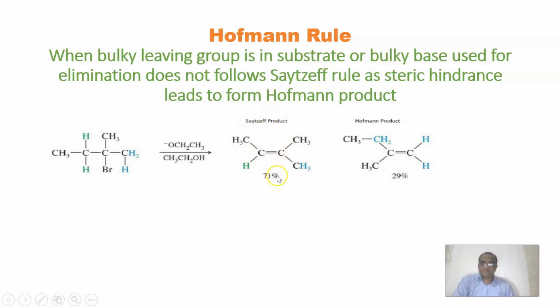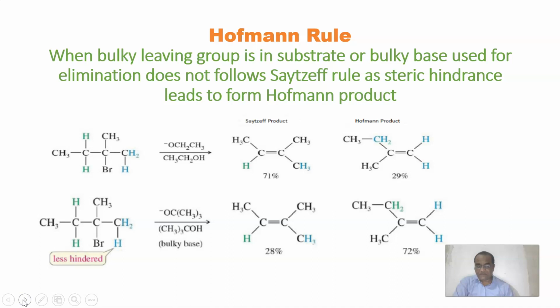So this product is 71% because it is more substituted. This carbon has CH3 over here, and this carbon has 2 CH3. But in case of this one, this carbon has a hydrogen and a hydrogen over here, and that is why it is less substituted, and this is a minor product, and the first one is the major product. Right? And this product is said to be a Saytzeff product, and this one is said to be a Hoffman product. So one more reaction we need to understand.